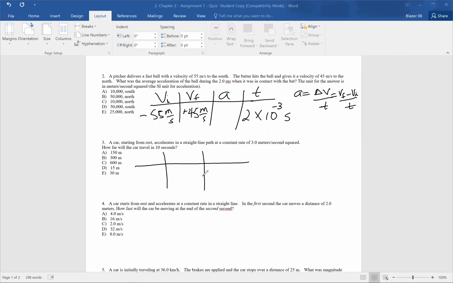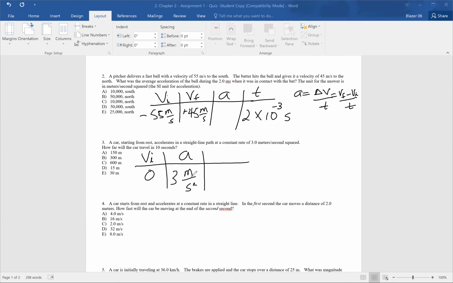A car starting from rest. What does that tell me? Who can tell me in chat, what does starting from rest mean? A car starting from rest. What does that mean? Very good. Kaylin, very good. The initial speed is 0. Accelerates in a straight line at a constant rate of 3 meters per second squared. So it means my acceleration is 3 meters per second squared.